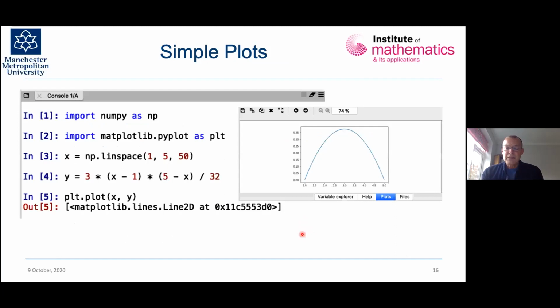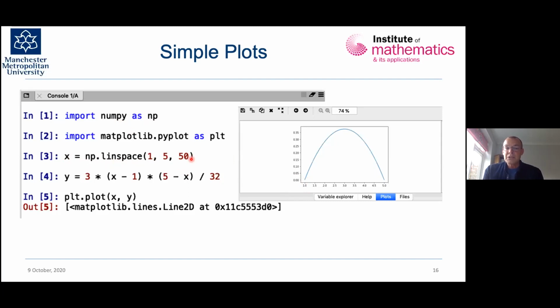Okay, how do we get simple plots in Python? Well, we need the numerical Python to set up the domain. So in this case, x. Here we are using np as an alias for NumPy. Within the NumPy library, there is a function called linspace. And linspace will give us the x values from 1 to 5, and it will split it into 50 equal parts. So this is defining our domain for our function.